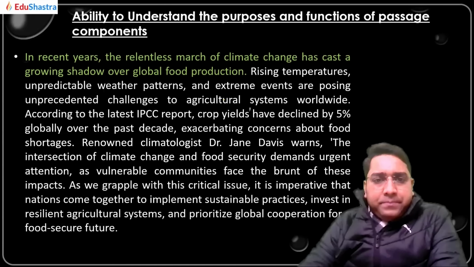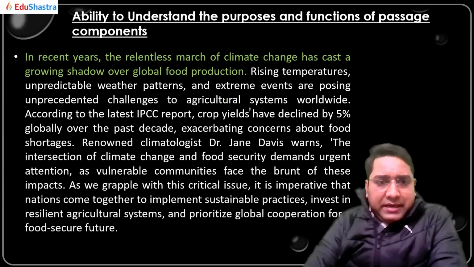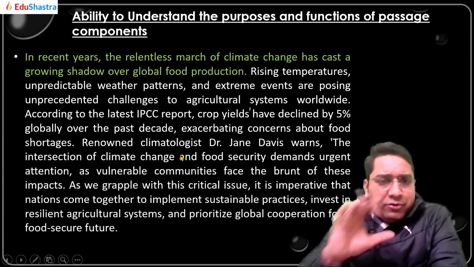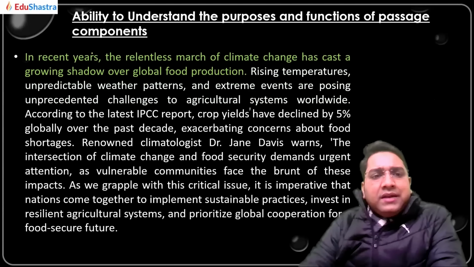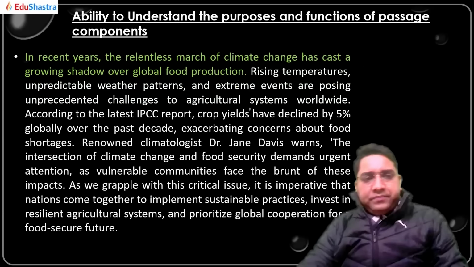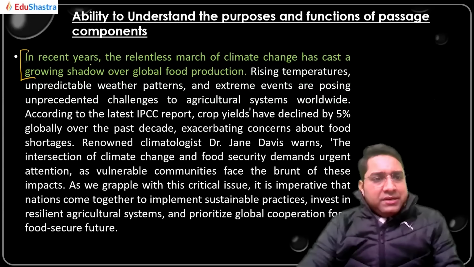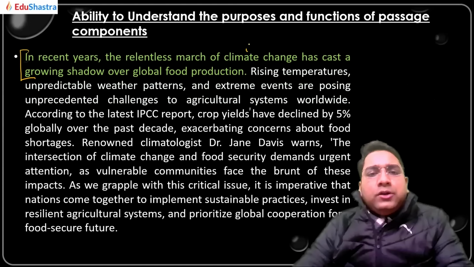The first line which is given there. Let me give you one situation. This is one line which says, in recent years, the relentless march of climate change has cast a growing shadow over global food production. So this one line is given. This is the introductory part.